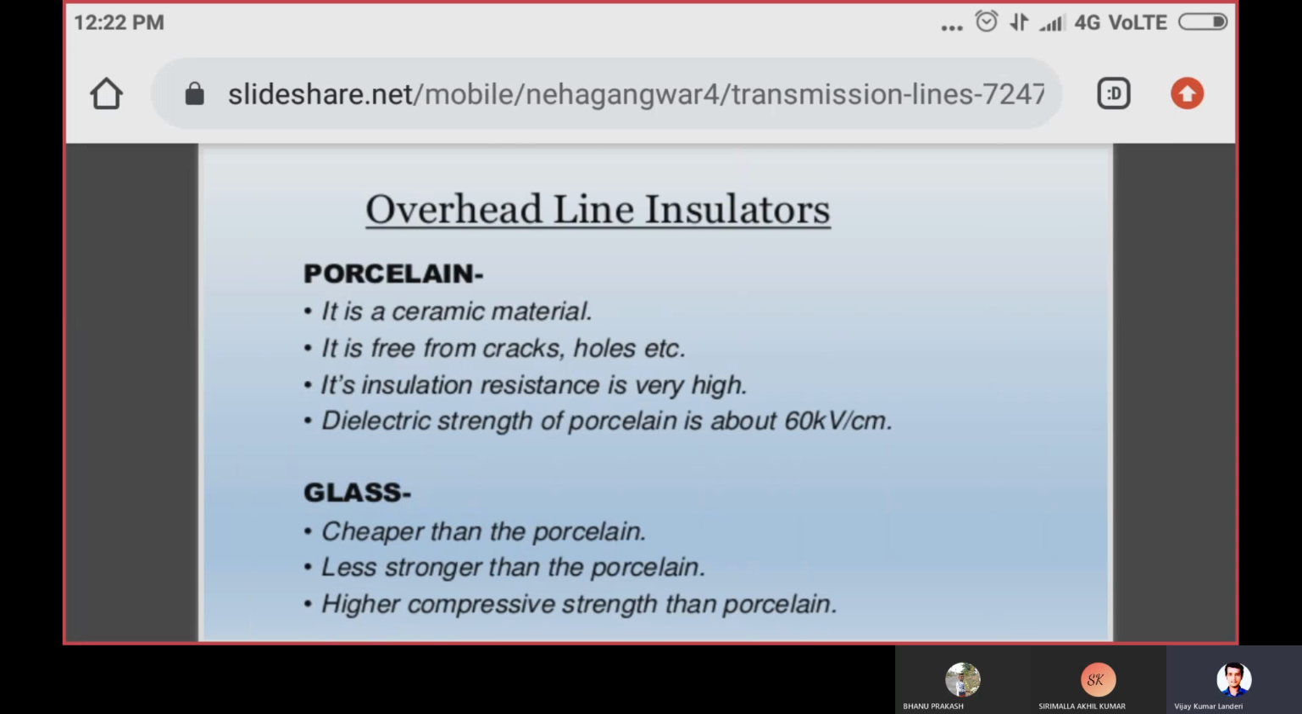So next is overhead insulators, right? What are the various types of overhead insulators we will be making use of? First one is porcelain. So porcelain is what? It is a ceramic material. It is free from cracks, holes, etc. And its insulation resistance is very high, and dielectric strength is about 60 kilovolts per centimeter. So these are all the features of porcelain material, right?